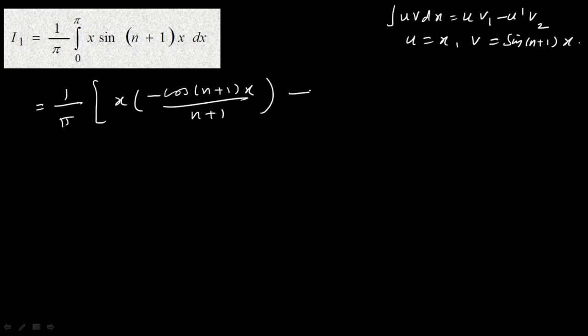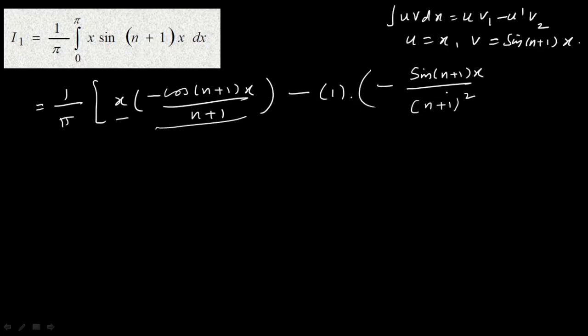So u v1 minus u dash v2. Differentiating x, u dash is 1, and this is your v1, which again you have to integrate. 1 divided by n plus 1 is common. Integrating cos (n plus 1)x you have sin (n plus 1)x, and the denominator already has n plus 1, so now you have one more n plus 1, that becomes (n plus 1) whole square, with the limit from 0 to pi. That's all. So let me simplify now.